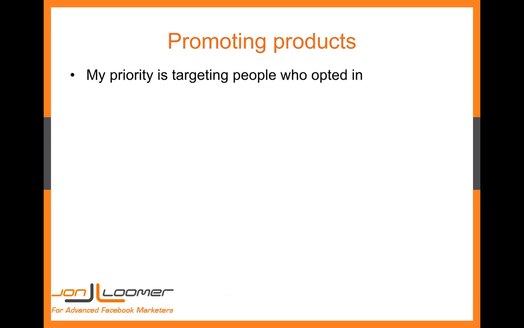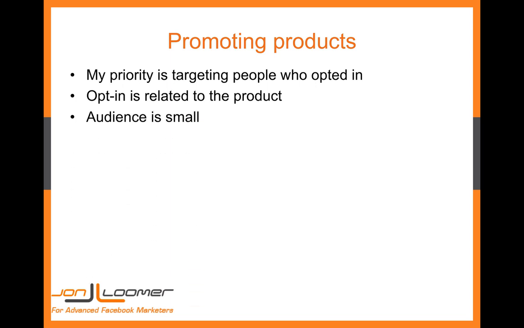Then I do promote products. So my priority is targeting people who opted in. But I also do target people who have engaged with my website at times in that case. But right now, I'm targeting people who have registered for something specific, and the opt-in is related to the product. So an example of that would be my Key Success Facebook ad webinar promoting this particular training program.